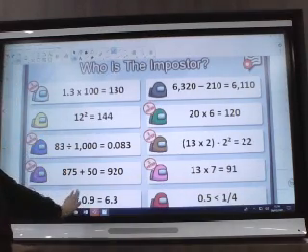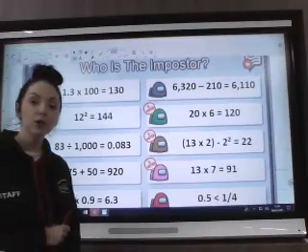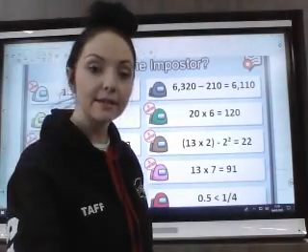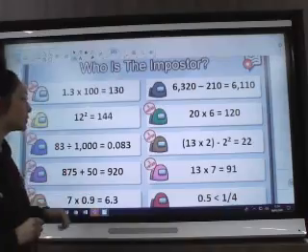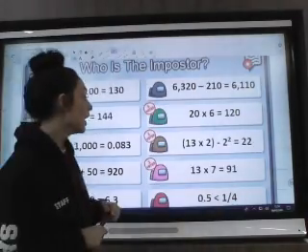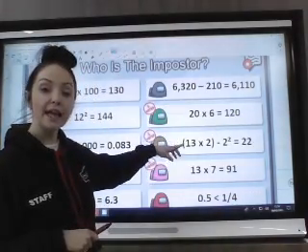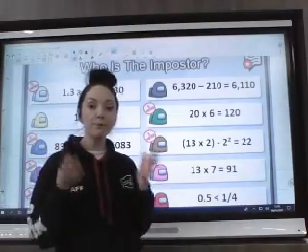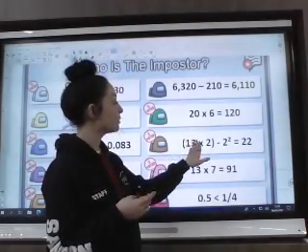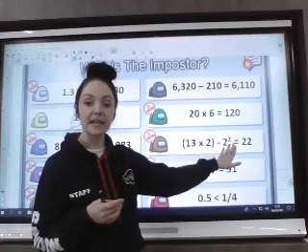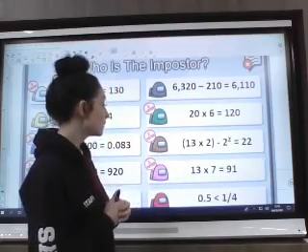This bottom one, 7 times 0.9. So you all know what 7 times 9 is, so use that known fact to help you work that one out. This one, the brown one, don't forget, is BIDMAS. So remember, brackets always come first. So do what's in your brackets first and then take away your indices.